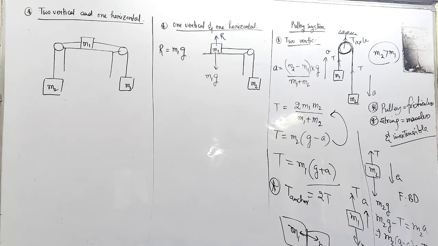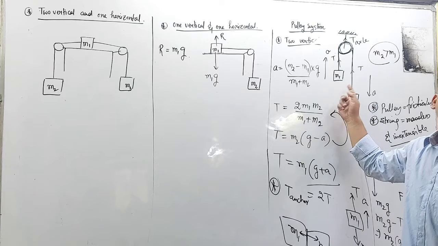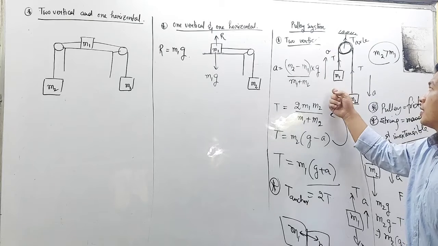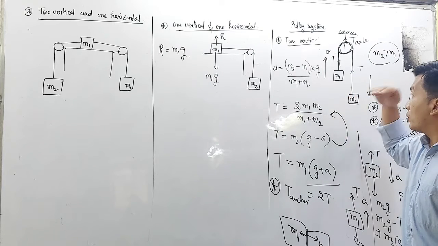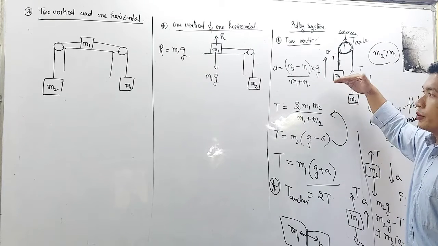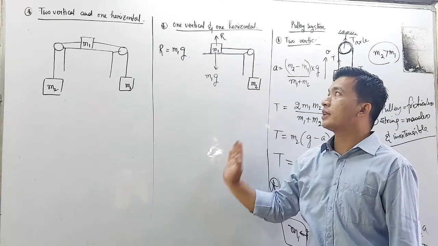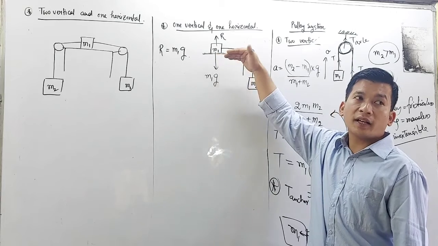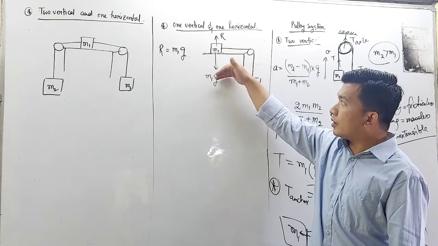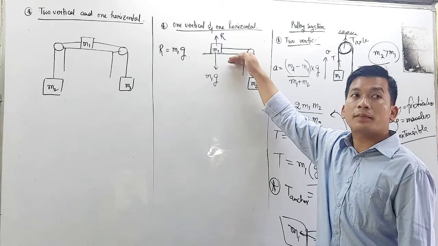So your weight M1G is cancelled by the normal reaction produced by the surface in contact. For the hanging particle there is no such reaction, because no surface is in contact with M2. However, in our case, M1 is in contact with this horizontal smooth surface.